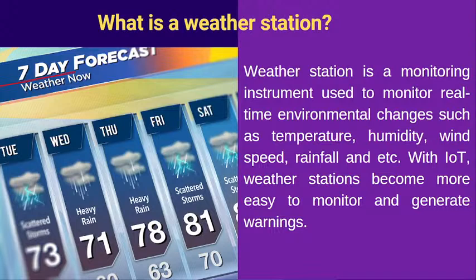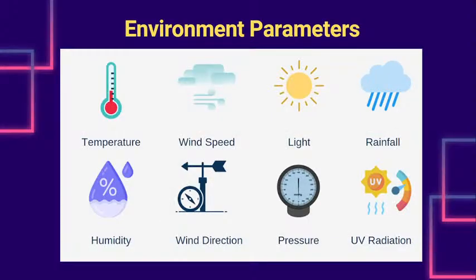So here we are going to discuss a simple weather station that we can create at our level using IoT. When we measure parameters in a weather station, here are some that we can measure: temperature, wind speed, light level or luminance level, rainfall and humidity. We can also measure wind direction, atmospheric pressure, and the UV radiation as well.